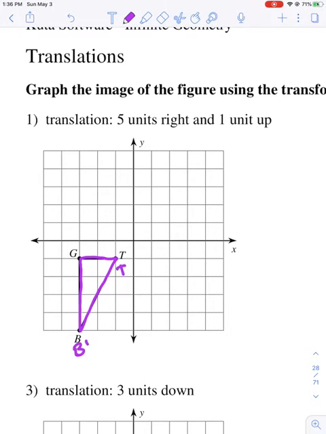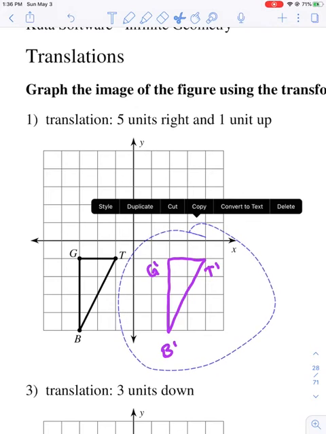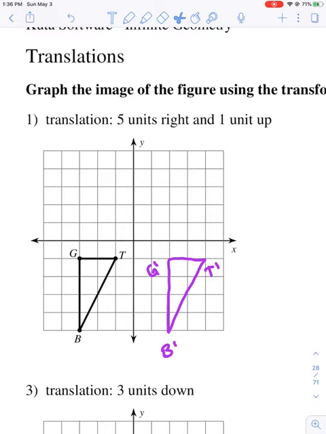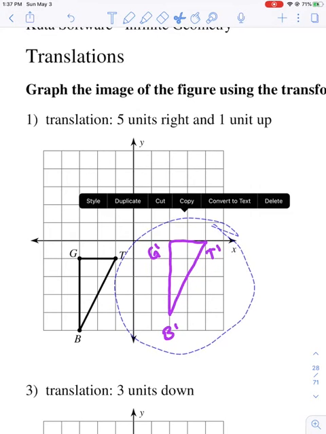What I'm going to do is trace this, and I'm just going to write B prime, T prime, and G prime, because I'm going to be moving all of this. And take my scissors tool. I need to go 5 units right. 1, 2, 3, 4, 5. And what I did was I just kept my eye on T prime, and I moved T prime 5 units right. The other ones just followed.